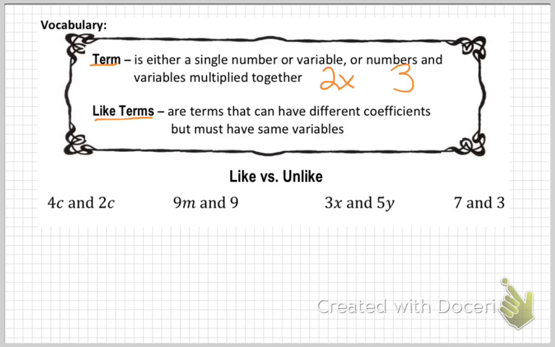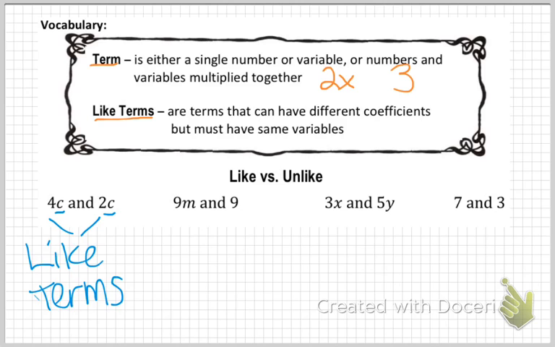Like terms are terms that may have different coefficients, but they have the same variable. So let's look at these examples down here so you understand what I mean when I say like terms. First we have 4c and 2c. You notice the coefficient is different. The 4 and the 2 are different. But they have a c in common. That makes these two like terms. Why? Because they have the same variable.